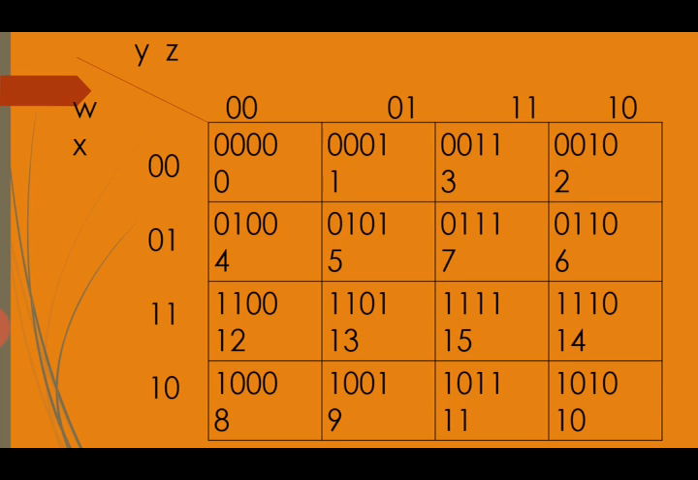Alright, after that we move to the next row, 0 1 0 0, so it produces the box value 4, that is the decimal number. Then 0 1 0 1 produces 5. Now 0 1 1 1 produces 7. Then 0 1 1 0 produces 6, and then 1 1 0 0, so it is 12. Then we have 1 1 0 1. This is the third row we are talking about. So 1 1 0 1 produces 13. Then 4 times 1 produces 15, and then 1 1 1 0 produces 14.